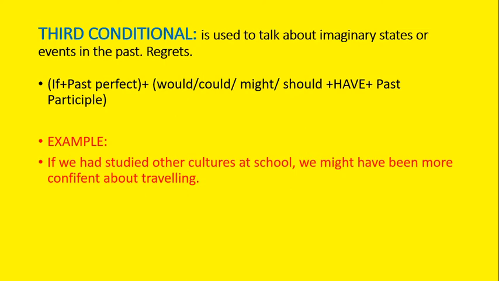Okay, so we use if plus the past perfect in the if clause, and in the main clause we use would, could, might, or should plus have plus the past participle. For example, if we had studied other cultures at school, had studied the if clause in the past perfect, we might have been more confident about traveling. Well, we have the verb might plus have plus been, that is the past participle.